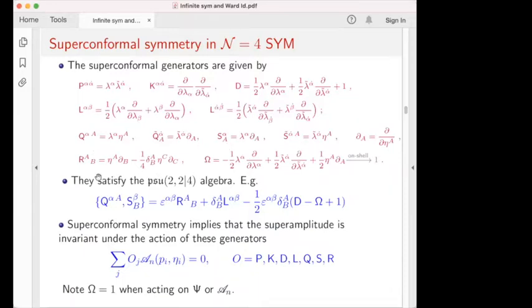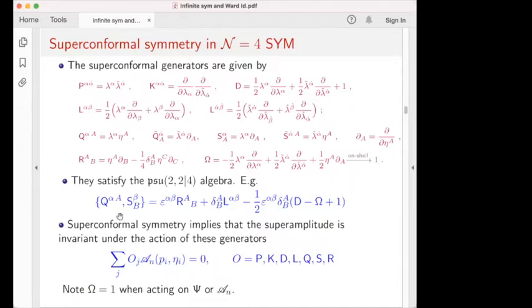And we also have this R symmetry generator, which implements the rotation in the R symmetry space. They can be written in terms of this eta and the derivative with respect to these Grassmann variables. And finally, we have this combination. It looks complicated, but if we act with this generator on the on-shell superfield or super amplitude, then this is essentially 1. So with the explicit structure of these generators, we can compute their commutators, and one can show that they satisfy the PSU(2,2|4) algebra.